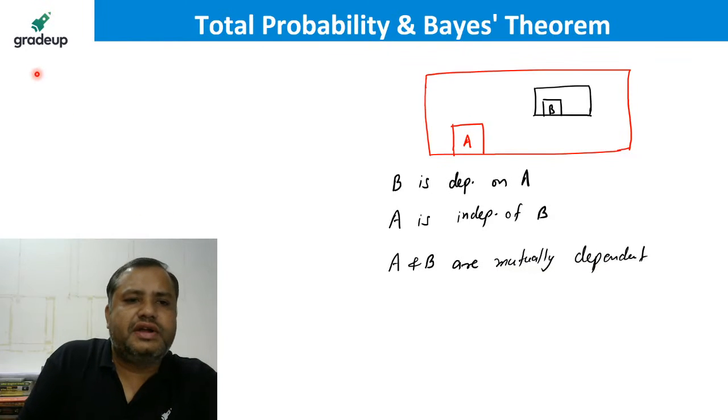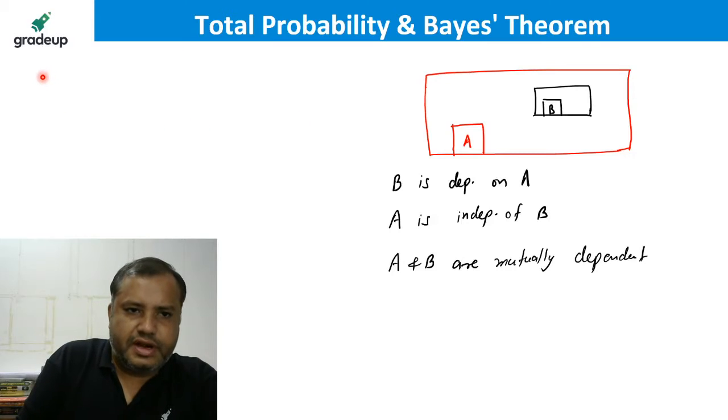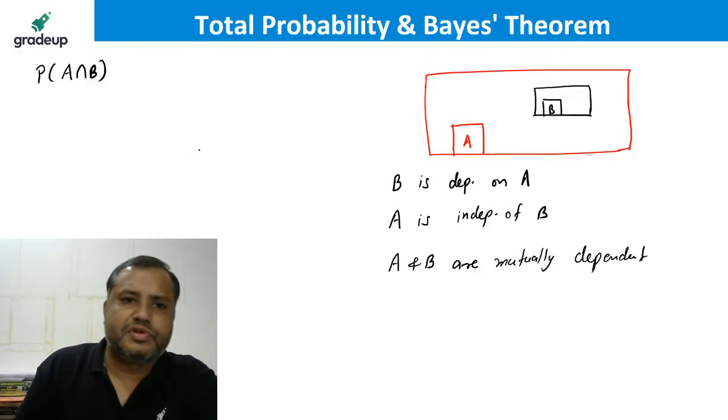Now we are interested in the simultaneous occurrence of A and B. It means we want to determine the probability of simultaneous occurrence of A and B, or simply the probability of occurrence of A and B.